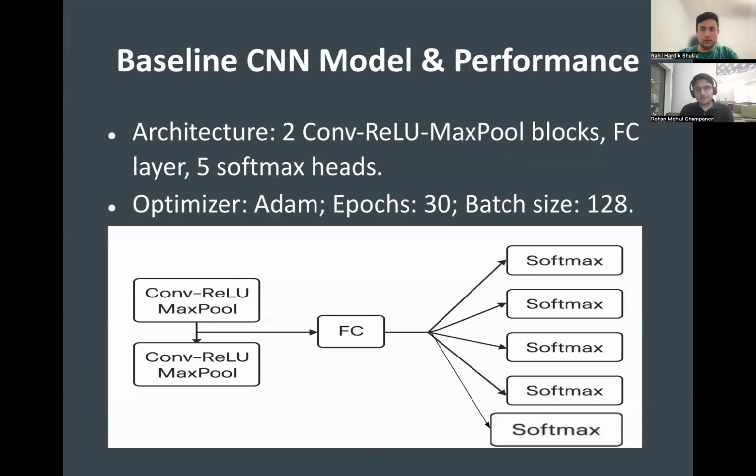Now Rahil will continue. Coming to the baseline model. Our starter model had two convolution, ReLU, max pool blocks and one FC layer and four softmax heads, trained with Adam for 30 epochs at batch size 128. It provided a solid but improvable baseline.